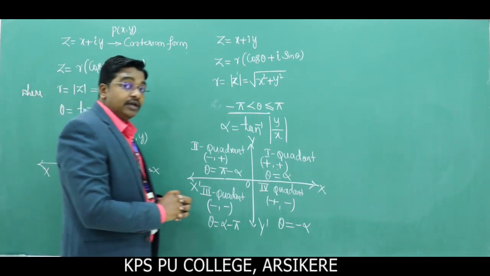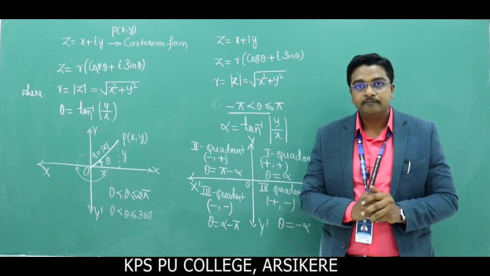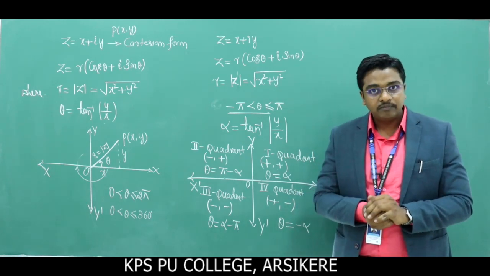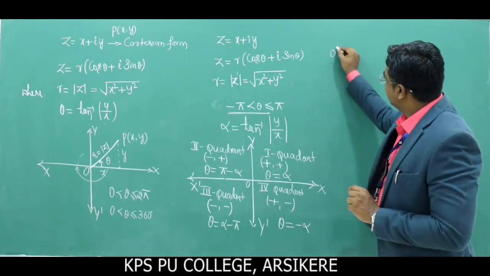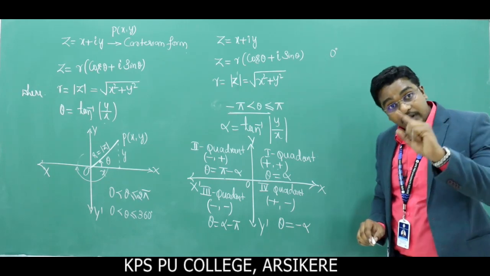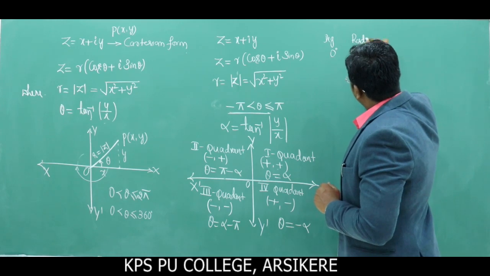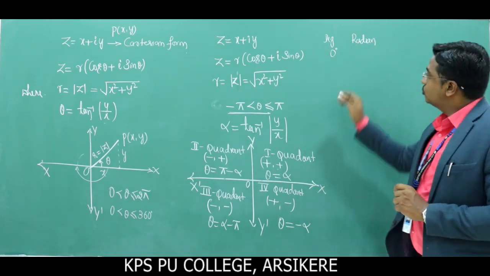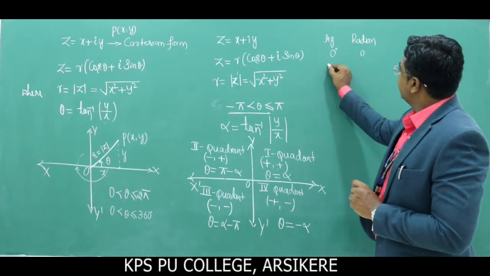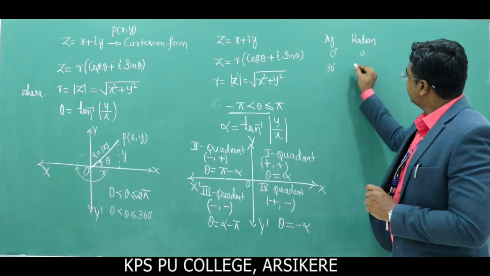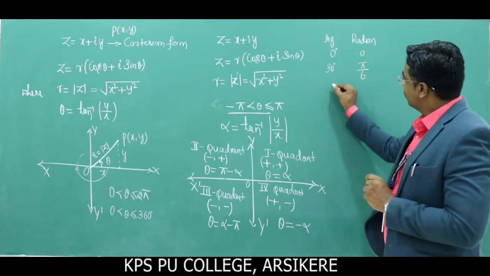Now dear students, the important step is to find the angle theta. For that we need to know all the tan values, right? 0 is 0 degree. Then how to find the representation in radian form? This is the degree form, and here we write the radian. 0 degree is equal to 0 radian. In the case of 30 degree, that reduces to pi divided by 6.